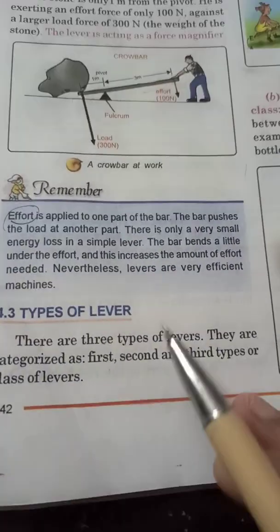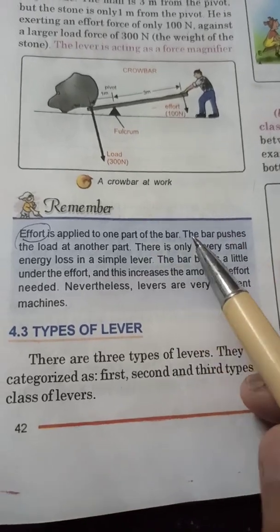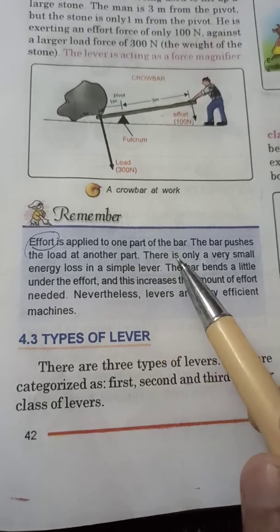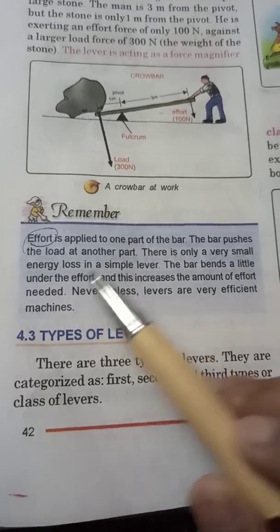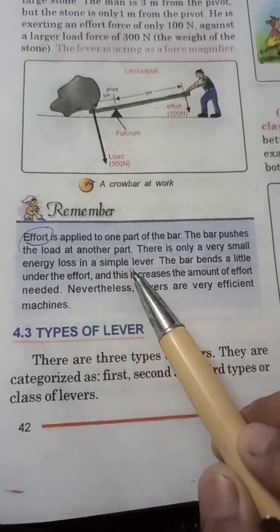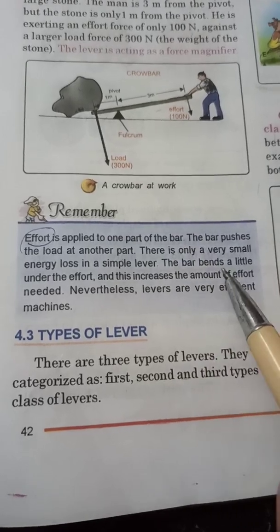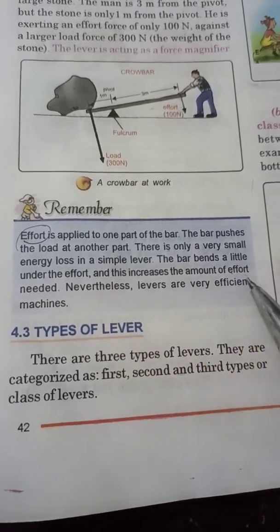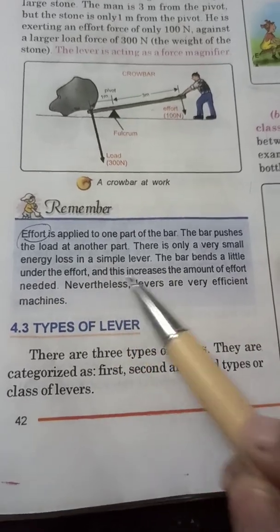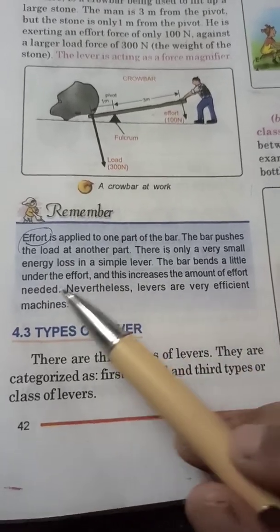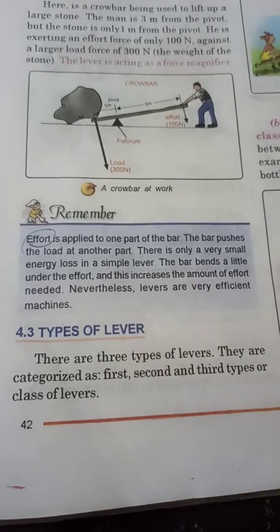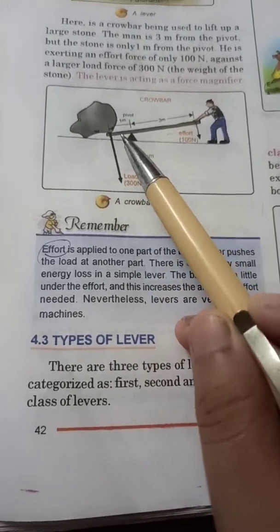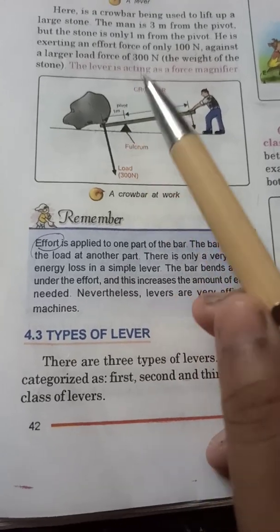Now remember, effort is applied to one part of the bar. The bar pushes the load at another part. There is only a very small energy loss in a simple lever. The bar bends a little under the effort, and this increases the amount of effort needed. Nevertheless, levers are very efficient machines. So this is how a lever is used to do a huge task.